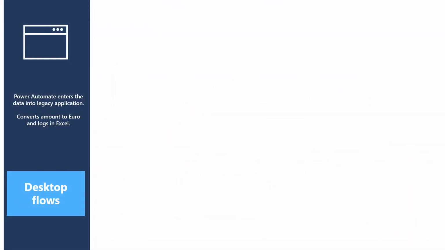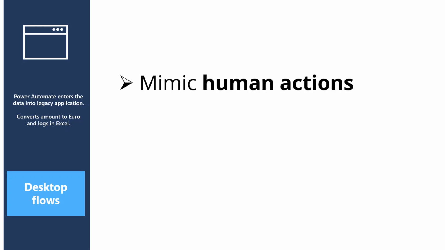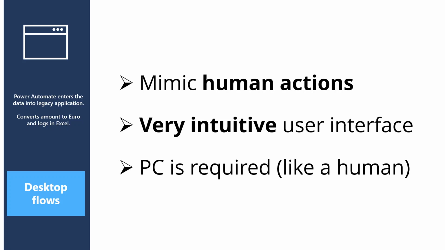That's AI Builder. Desktop flows. This is where you mimic the actions of a human being. And as I mentioned in a previous video, this was an acquisition of a product called Win Automation that was the most user-friendly automation product according to a site called G2. And this interface is really easy to use and you'll be building that out, and a PC is required. Just like a human, if you're employing a human, you need a PC to execute these flows.